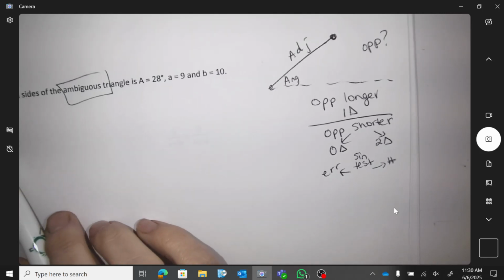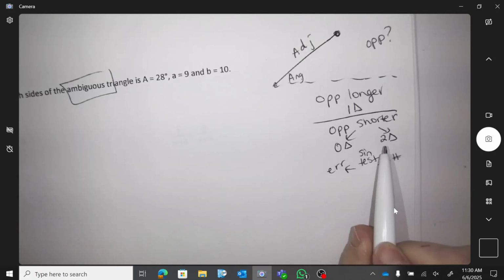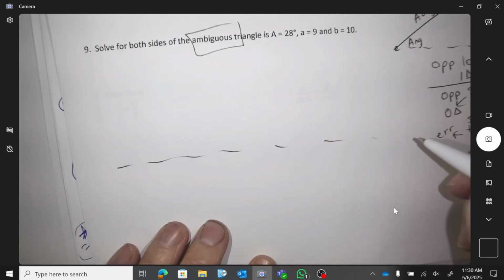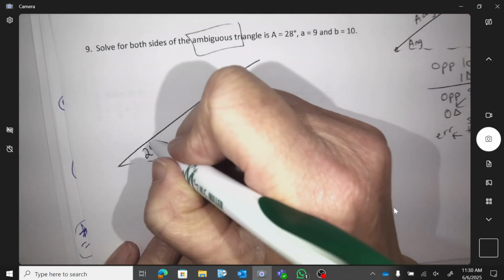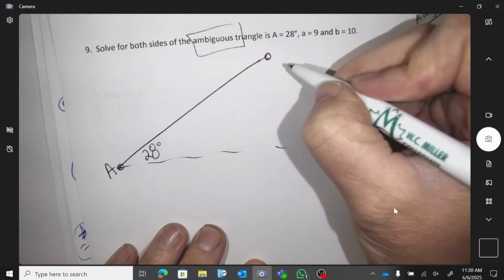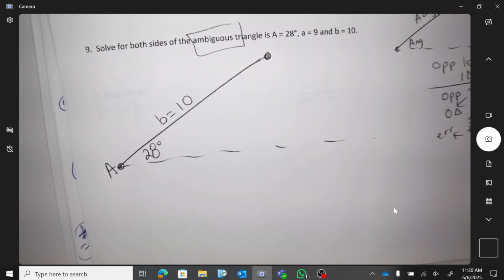Okay, so that's kind of a thing to think about, but I'm just going to do the one where we have the double. This is the question where we have the double. Okay, so here we go. The angle of 28. The adjacent side is 10. So the opposite side is the important thing that I'll try to fit in later.